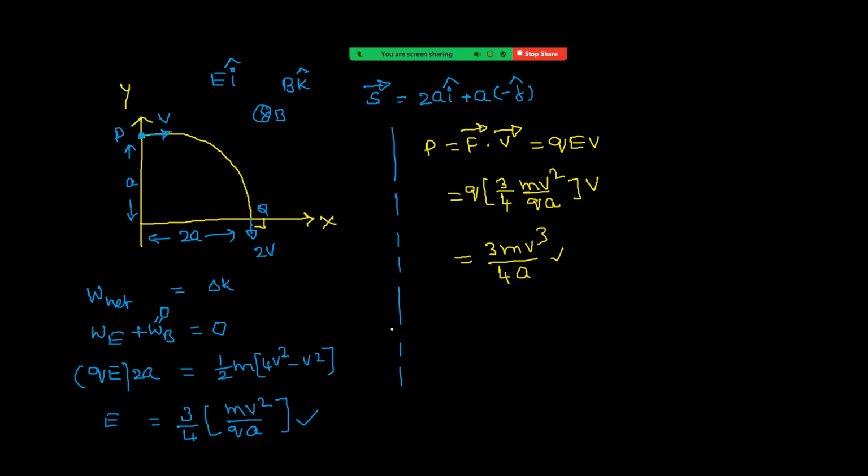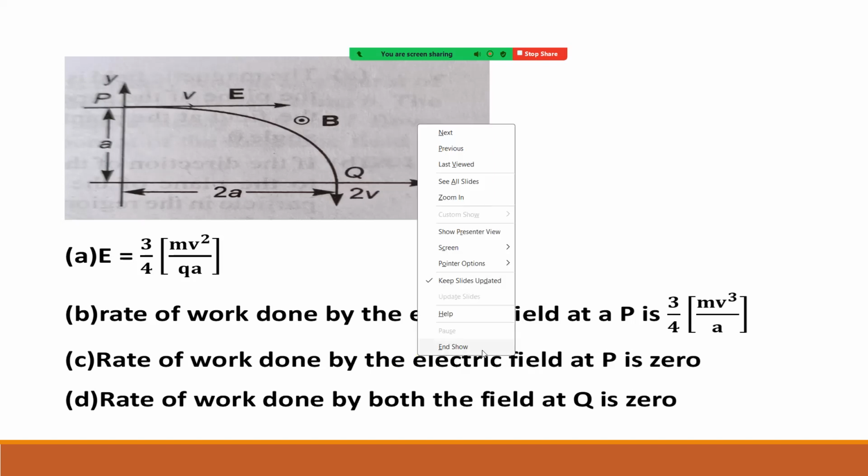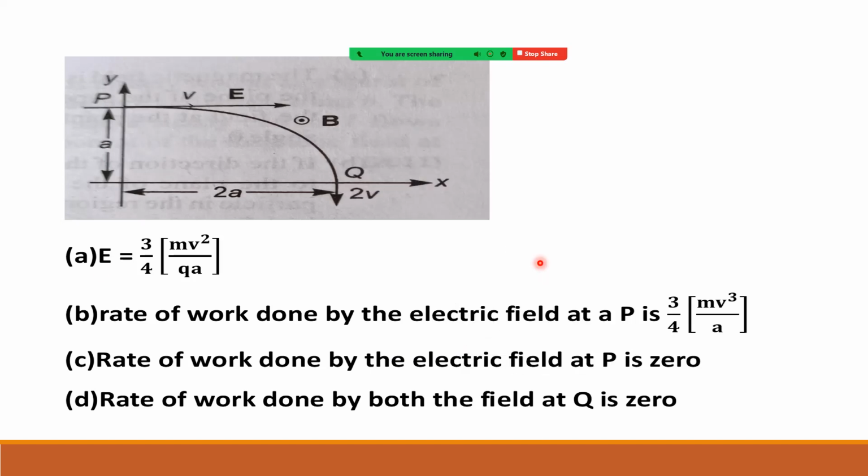Option B is also correct. So see the options. A is correct, B is also correct, option D is also correct. The rate of work done by both the fields is being asked. We know that by magnetic force, no work is done. That means the power delivered by the magnetic force is 0. By the electric field, the angle is 90. That's why by both the fields at Q it is 0. So the options are A, B and D.